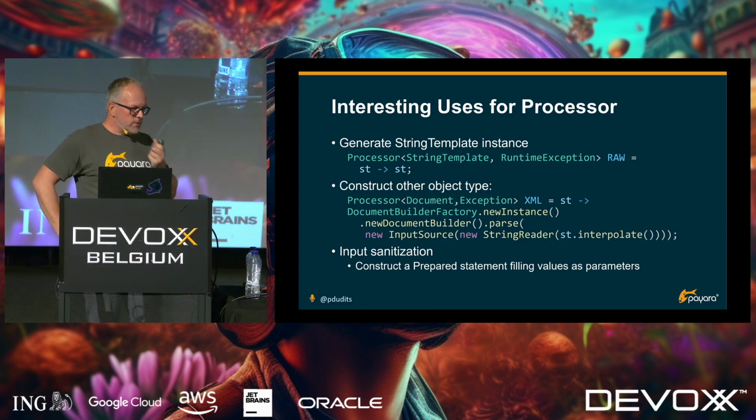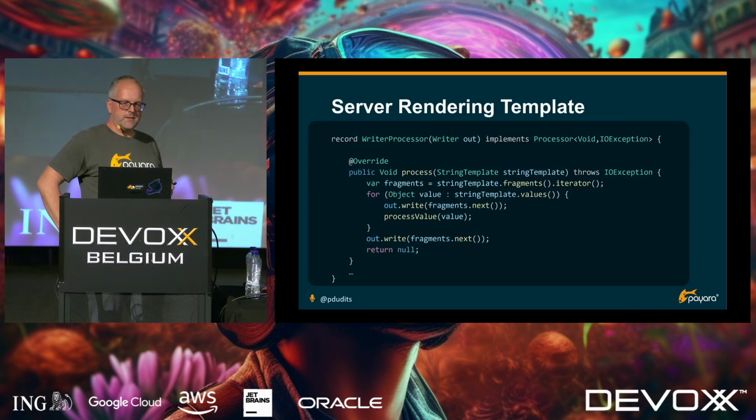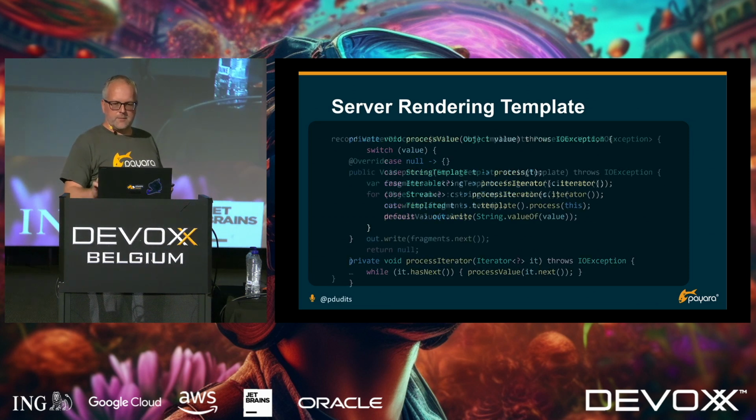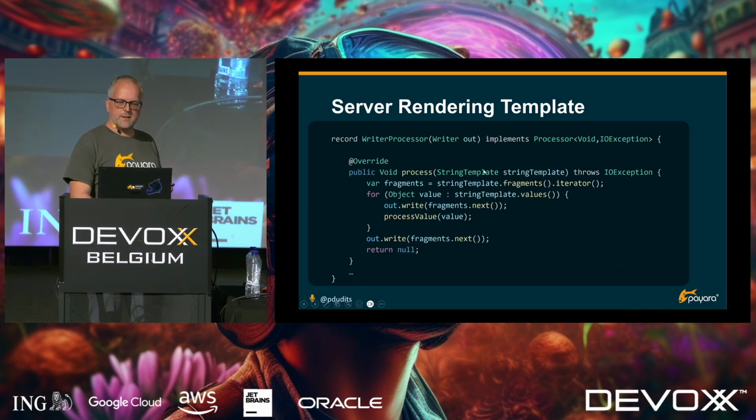Now, in the case of web applications, we don't actually need to construct the string, because when we are responding to a request, we are filling an output buffer. So in my example, I created a processor that just takes a writer, which represents the response buffer, and, going ahead of myself, processes the template in the following way.